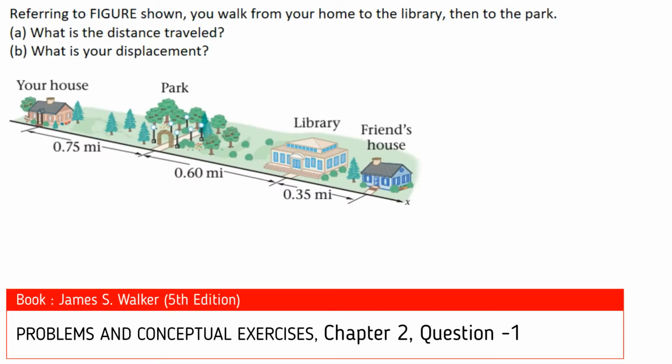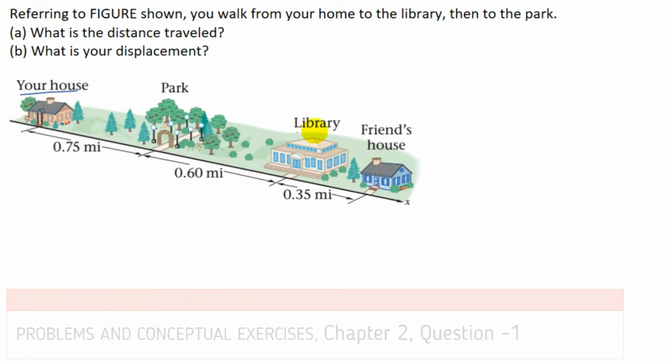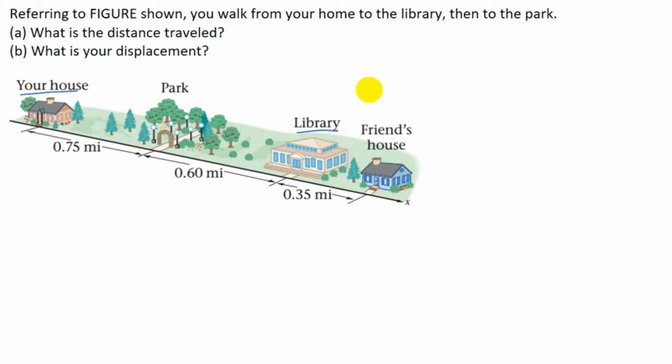So here in this question, we are given that you walk from your house to the library and then from the library to the park. So we have to calculate the total distance traveled and the displacement. Now we're going to solve the A part first.